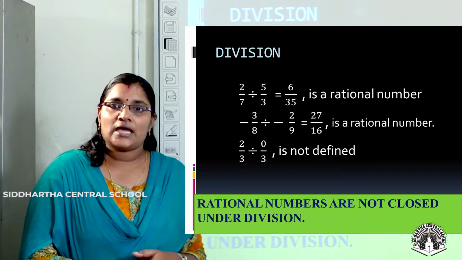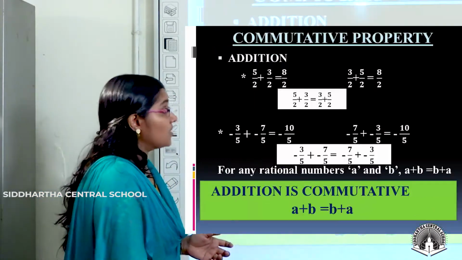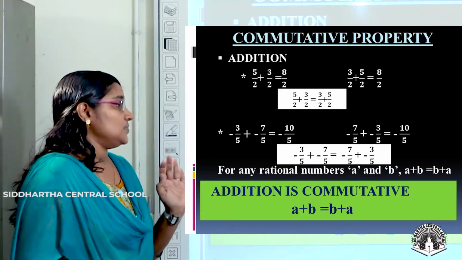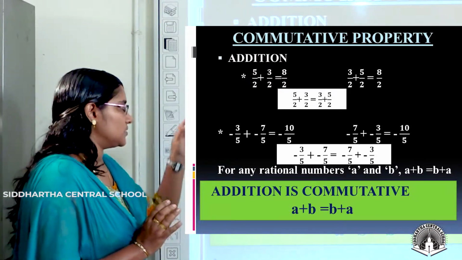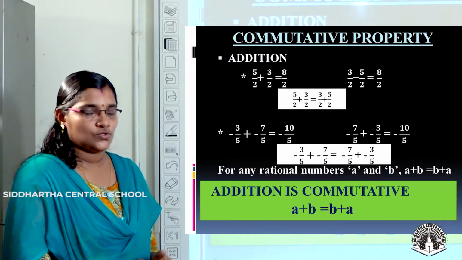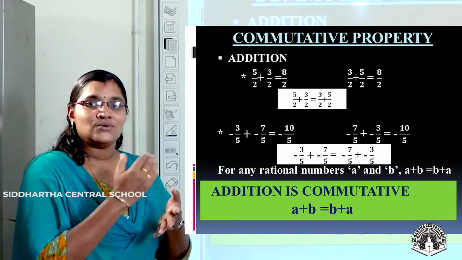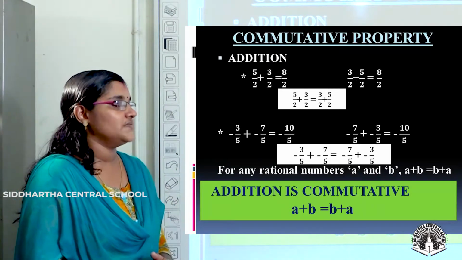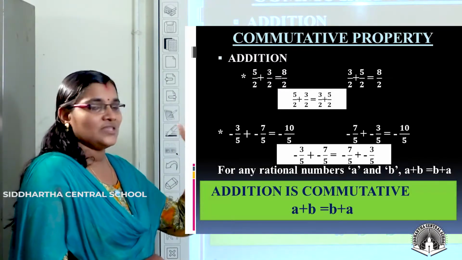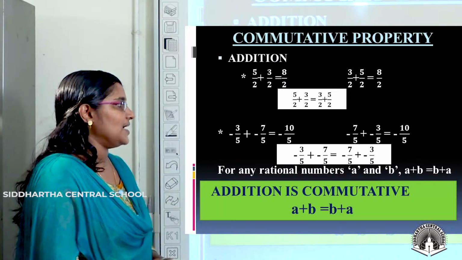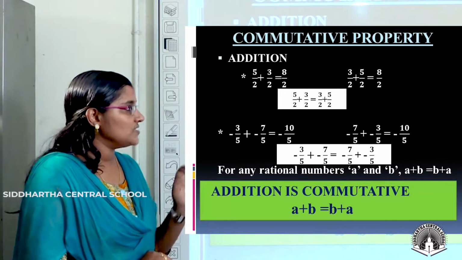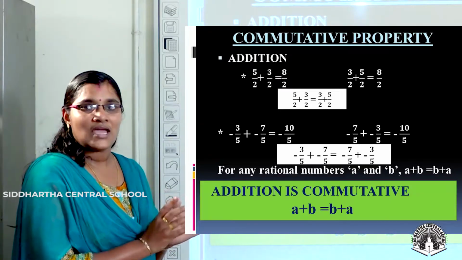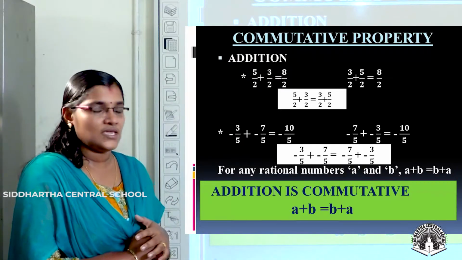The next is what? Commutative property. Commutative property means first you add two rational numbers. So 5 by 2 plus 3 by 2. What is the answer? 8 by 2. Next you interchange them. So 3 by 2 plus 5 by 2. The answer is what? 8 by 2. So both answers are equal. So we can say that 5 by 2 plus 3 by 2 is equal to 3 by 2 plus 5 by 2.